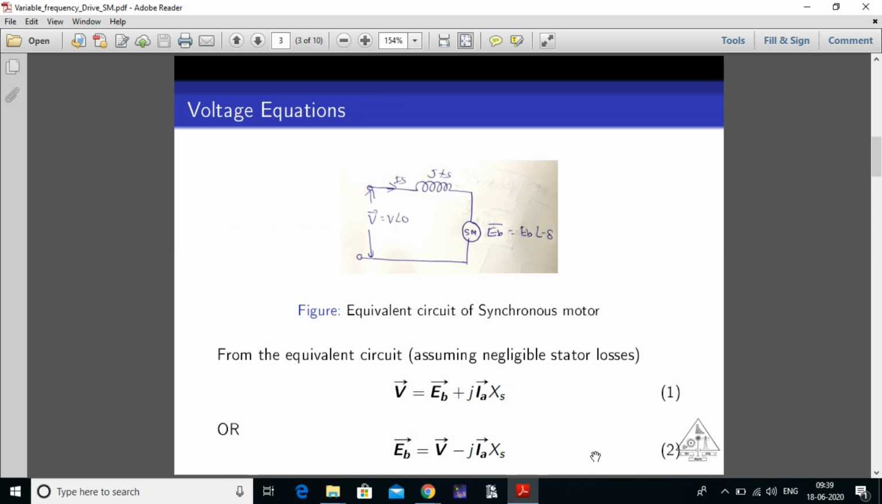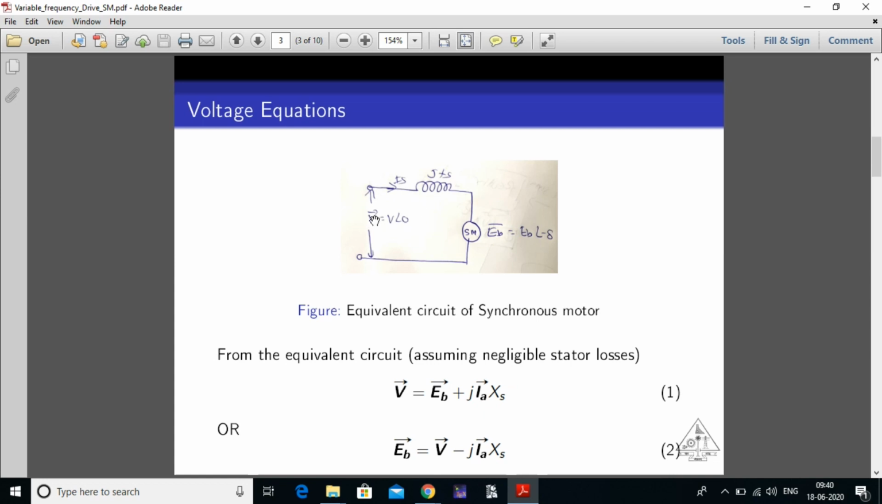We can see the voltage equation of a synchronous motor. This diagram shows the equivalent circuit of one phase of a synchronous motor. V is the voltage that is applied to one of the phase windings of the stator. And jXs is the reactance of the synchronous motor, known as synchronous reactance. And Eb is the back EMF, that is, the induced EMF. Here I assume that the resistance of the stator is negligible. That is why that resistance is neglected from this equivalent circuit.